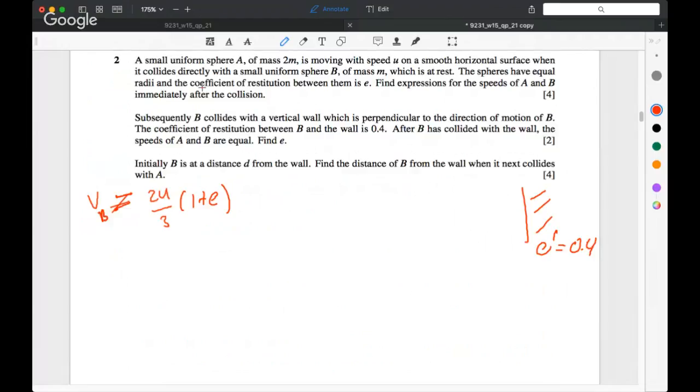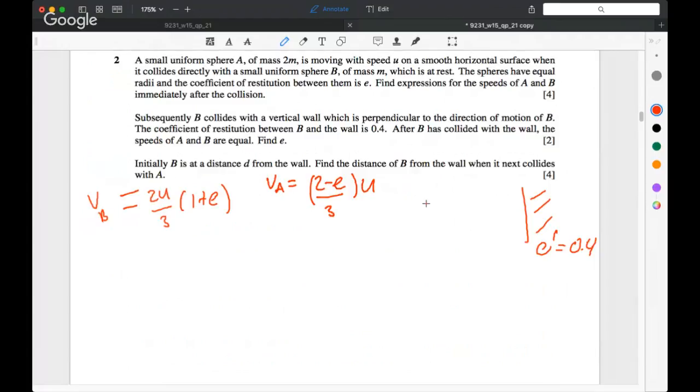That's terribly confusing. I don't mean not equal to, I mean is equal to. There we go. So this is the speed of B, and the speed of A was equal to (2 minus E) over 3, times u. Is that right? Yeah. Cool. Okay, so that's the speed of A. So all you know is that this speed is equal to the speed of B after it hits this wall.